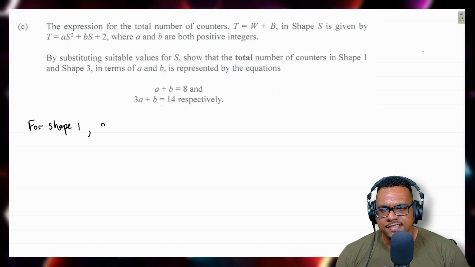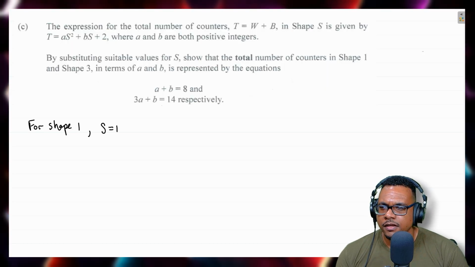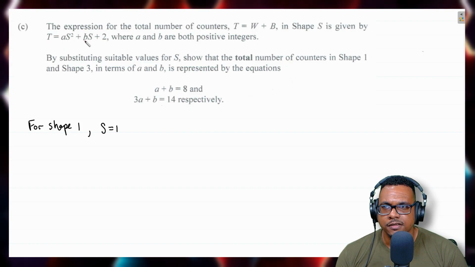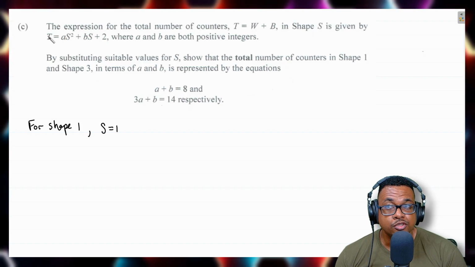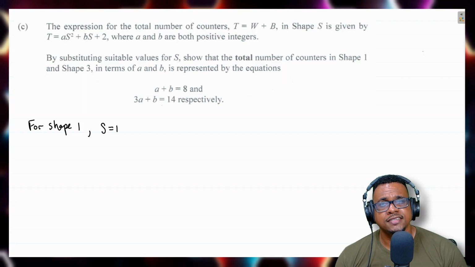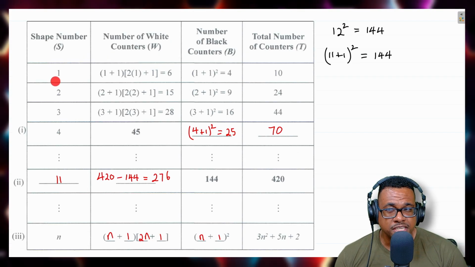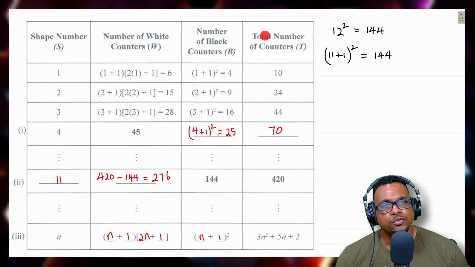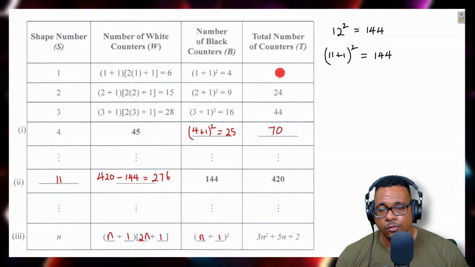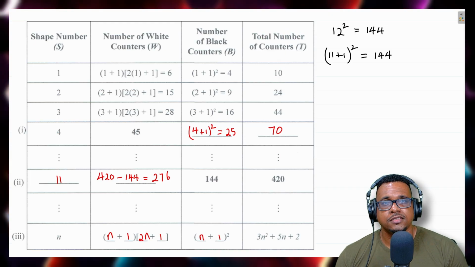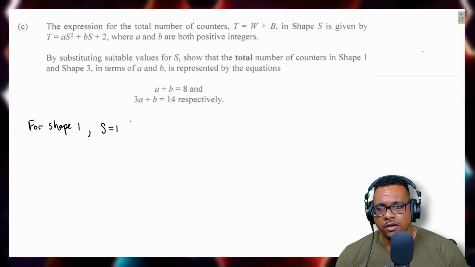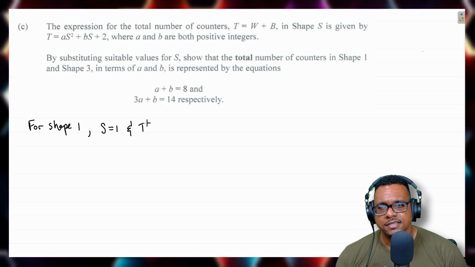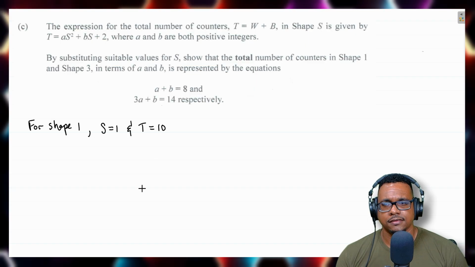We'll have S is equal to 1. Now remember, this is the formula here, right? T is equal to AS squared plus BS plus 2. So S is equal to 1 for shape 1. Also T, the total number of counters. If you go back to the table, for shape 1, the total number of counters T is equal to 10. So I'm going to use that. All right, so S is equal to 1 and T is equal to 10.